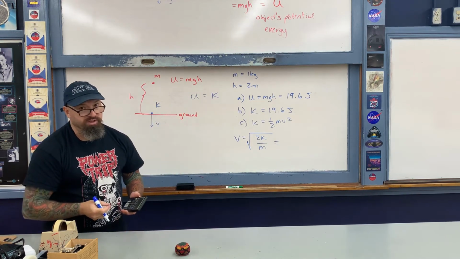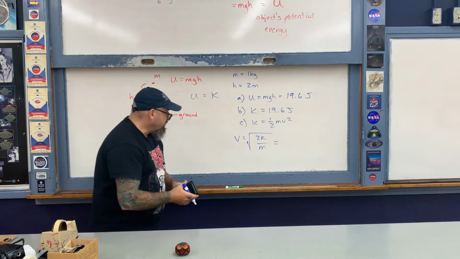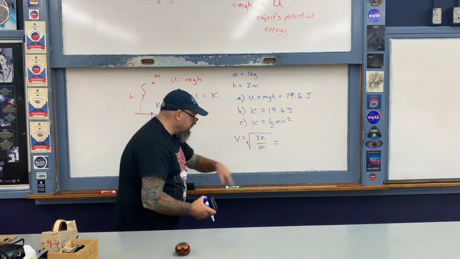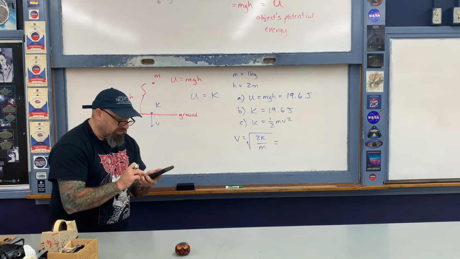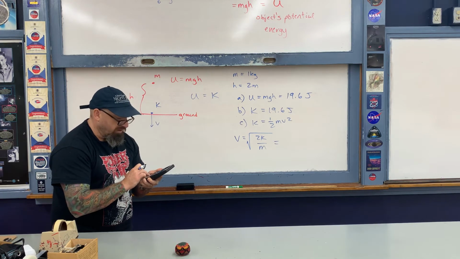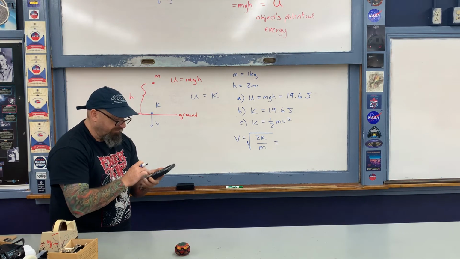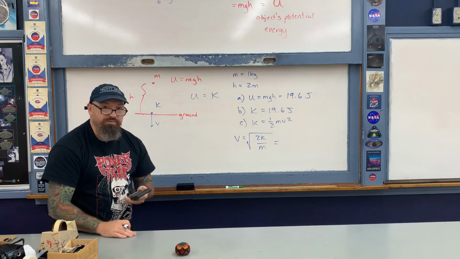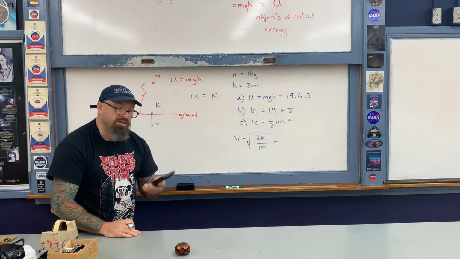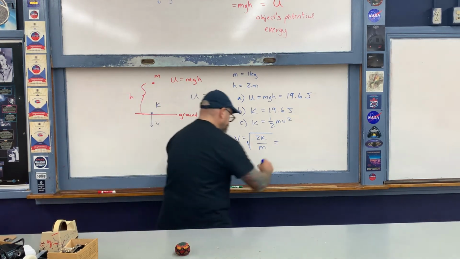Now I'll plug in the numbers, and when I do, I'll end up with a speed in terms of meters per second. I still have the kinetic energy K of 19.6 joules in my calculator, so multiply by 2 and then divide by 1 kilogram, and take the square root of all of that. And the speed of the object when it returns to the ground is about 6.26 meters per second.